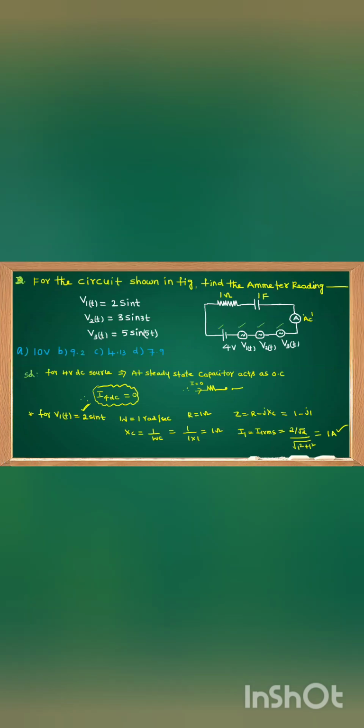Next, one more source is given. V3 of t equal to 5 sin 5t. Then what is omega, students? 5 radian per second. What is X equal to? 1 by omega C. C is 1 farad. That is 1 by 5 ohms.